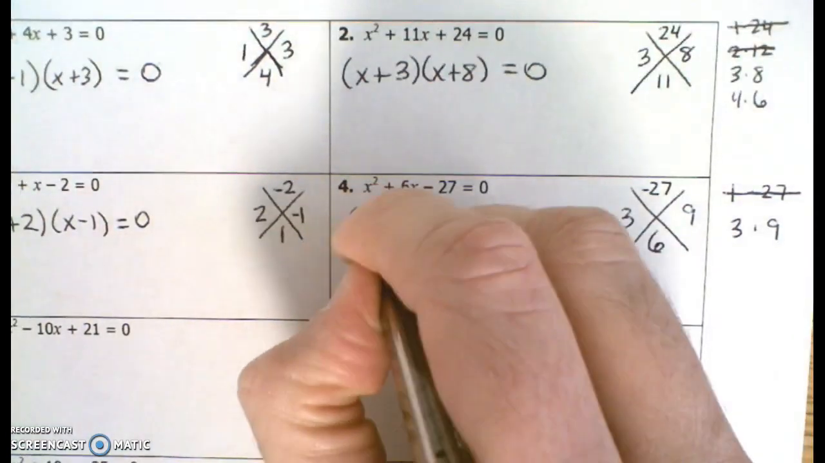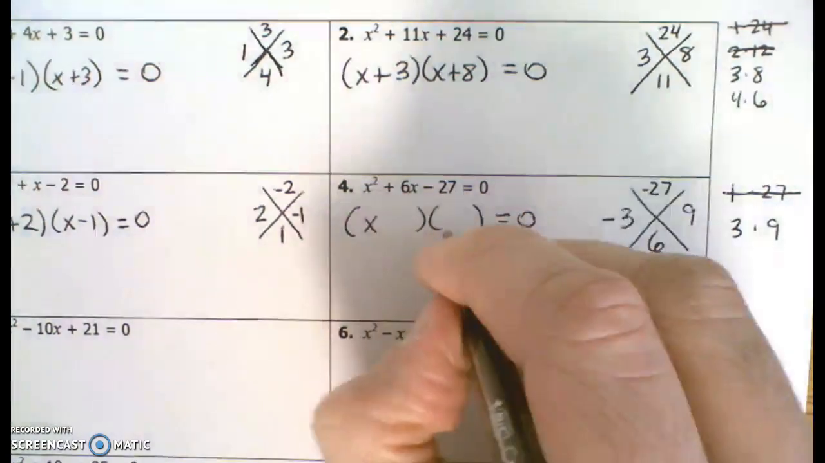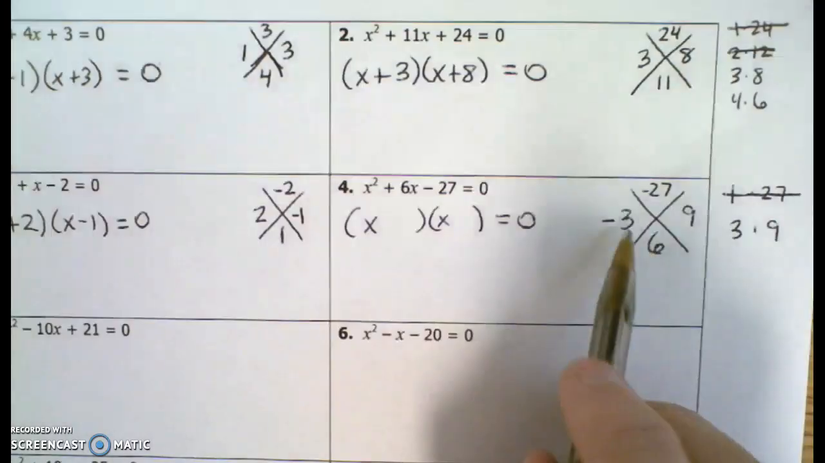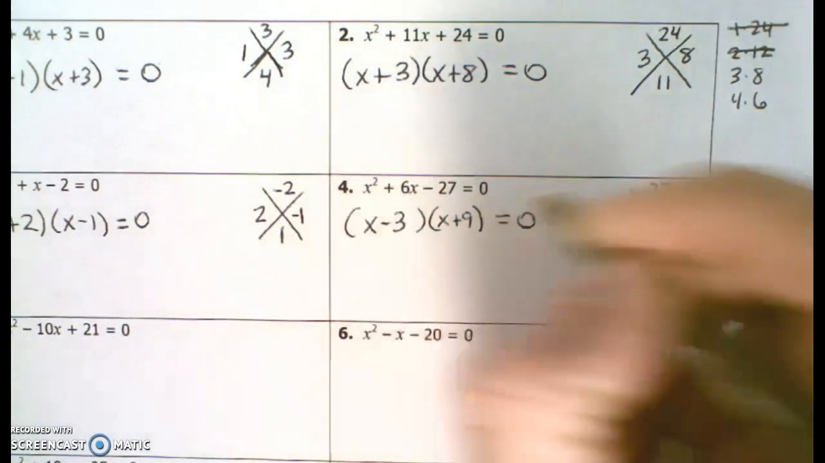So the factored form, remember we started off as x and x, and then we're going to just fill in our factors here. X minus 3 and x plus 9.